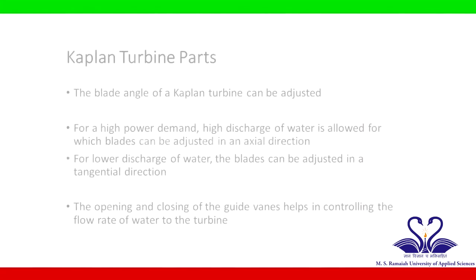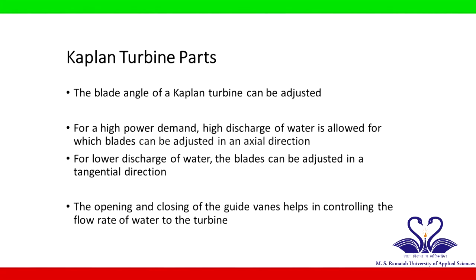The blade angle of a Kaplan turbine can be adjusted. In case of a high power demand, high discharge of water is allowed, for which blades can be adjusted in an axial direction. For a lower discharge of water, the blades can be adjusted in a tangential direction. The opening and closing of the guide vanes helps in controlling the flow rate of water to the turbine.